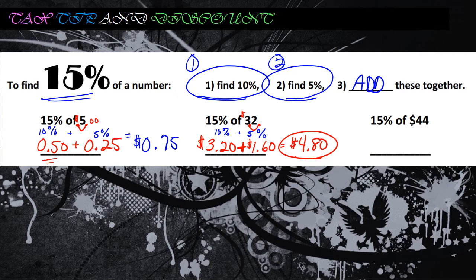Last but not least, let's do 15% of $44. We put our decimal at the end and move it one place value to the left. So our 10% discount is $4.40. We're going to add our 5% discount to it. So our 5% discount is $2.20. And when we do our math, this gives us a total discount of $6.60.